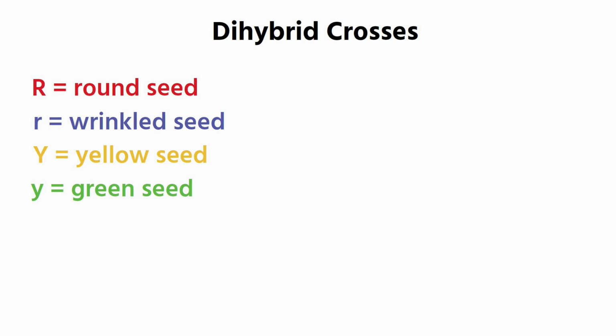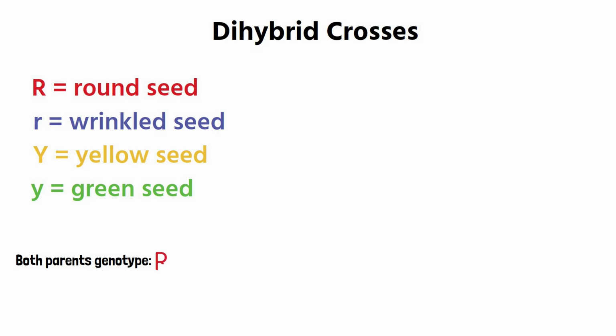And we're saying the round seed, big R, is the dominant one, so it will take precedence over wrinkled, little r, which is the recessive allele for that gene. And then for the color, we're saying yellow is dominant over green, which means yellow would take precedence over green if you had a combination of those two alleles.